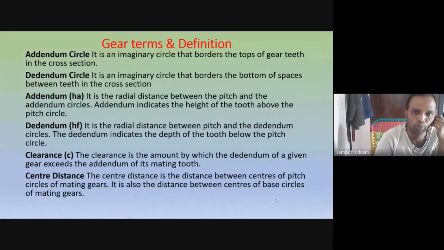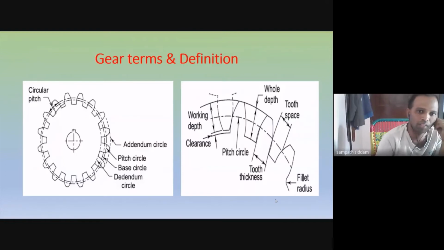The dedendum is the radial distance between your pitch circle and the dedendum circle. Just before, it was the radial distance to the addendum circle; this is the radial distance to the dedendum circle. The dedendum indicates the depth of the tooth below the pitch circle, and the addendum indicates the height of the tooth above the pitch circle. The addendum is top, above, and the dedendum is below. So the dedendum indicates the depth of the tooth and the addendum indicates the height of the tooth.